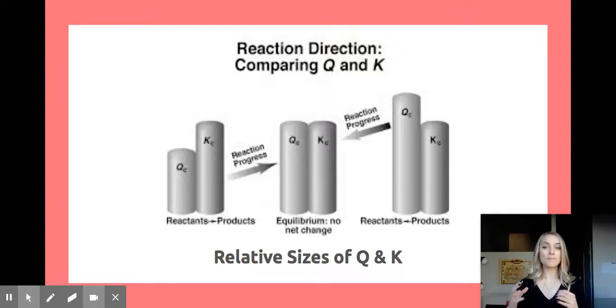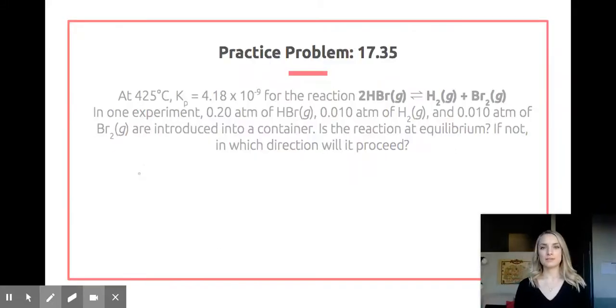Again, remember that the Q value is relative to our K value. We might think, from our perspective, that we see a relatively large or a relatively small Q value just because that's what the numbers show. But that Q value is only relevant when we compare it to the K value and whether it is smaller or larger than the K value, because the K value is the ratio of products to reactants at equilibrium. Let's take a look at what this looks like in practice.